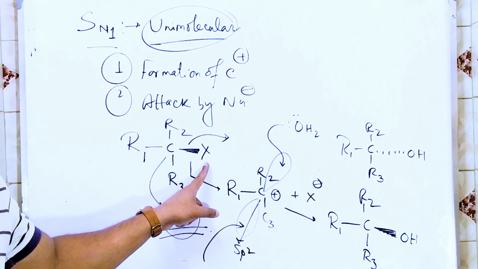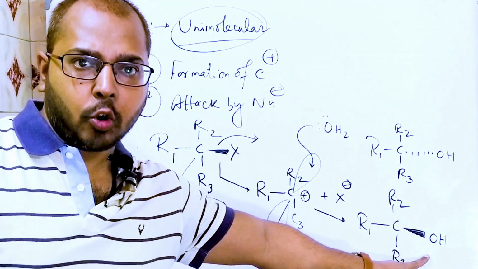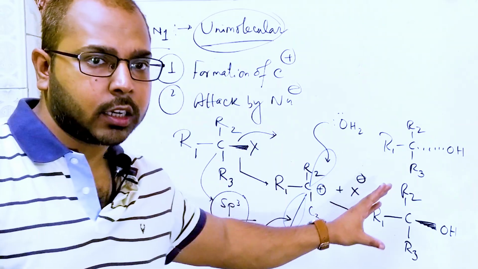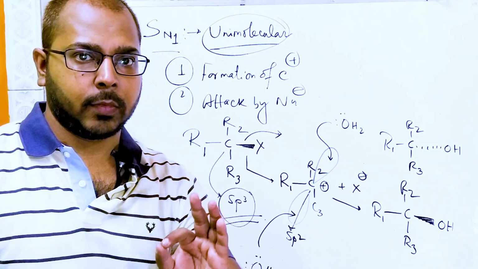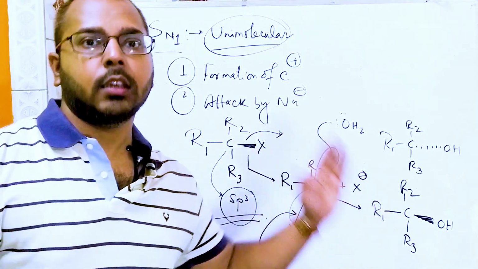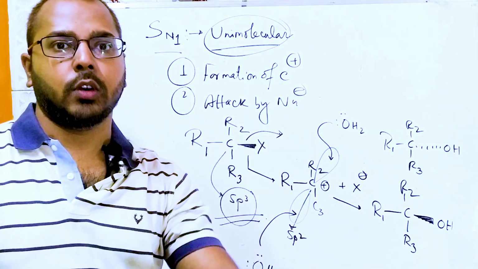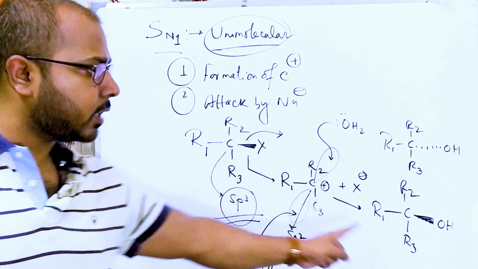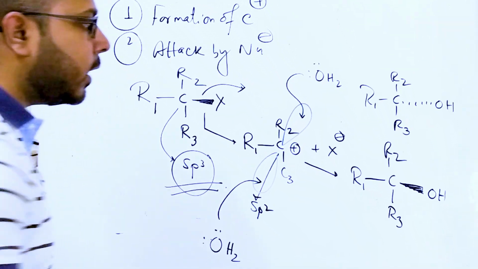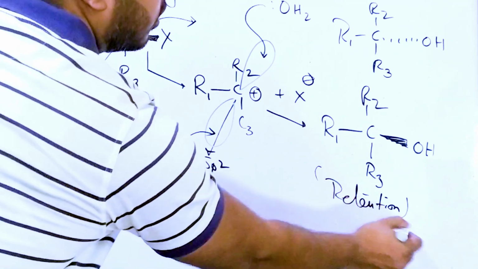If X was above the plane and the nucleophile also occupied the same position, then its configuration becomes the same. If it was stereochemically R, then the product is also R. Or if it was S, then the product is also S. So in this case, retention of configuration is maintained. That is why, please note down this, it is known as retention of configuration.